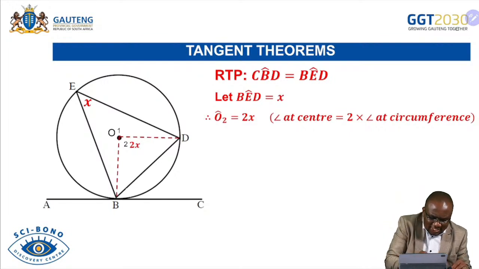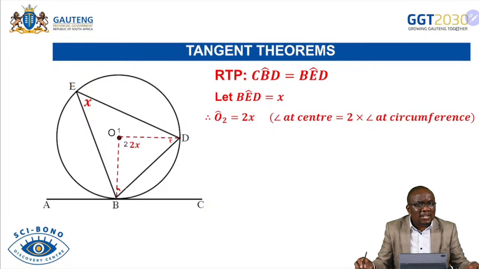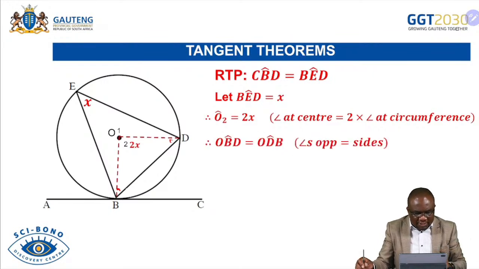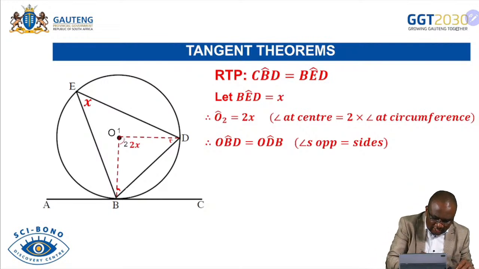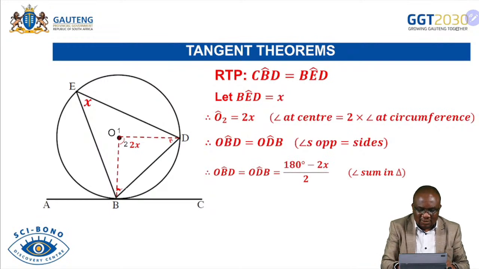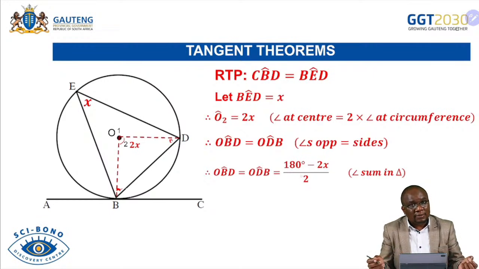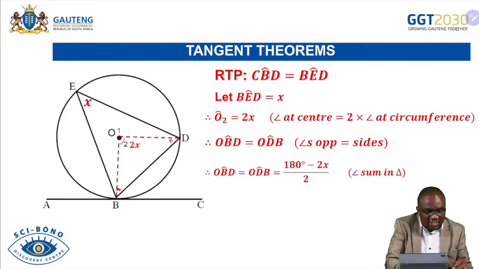So what can you say about this angle and this angle? You know isosceles triangles, but we don't use that reason and say isosceles triangles. We say angles opposite equal sides. So OBD is equal to ODB because they are angles opposite equal sides. And then if we add them, this angle and this angle, we must get 180 degrees. So to find OBD, we can just say (180 minus 2x) divided by 2. We're dividing by 2 because these two angles are equal. 180 minus 2x.